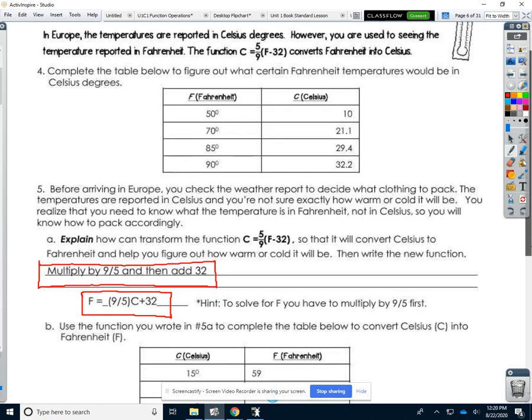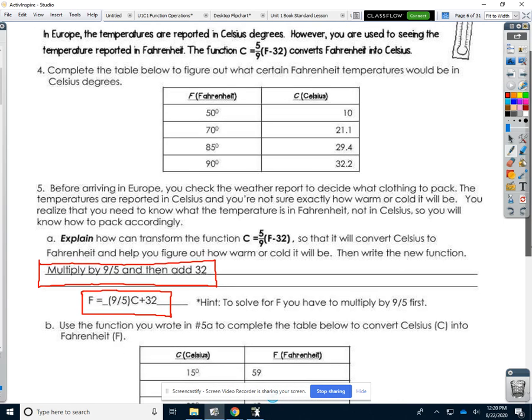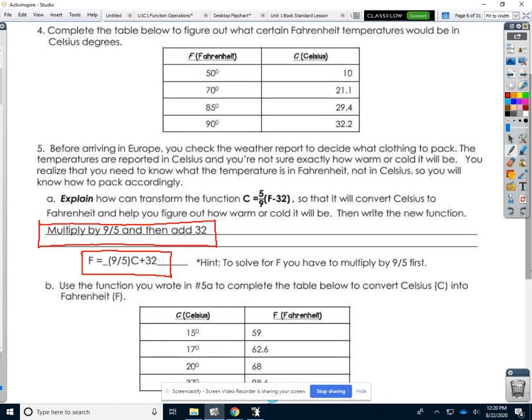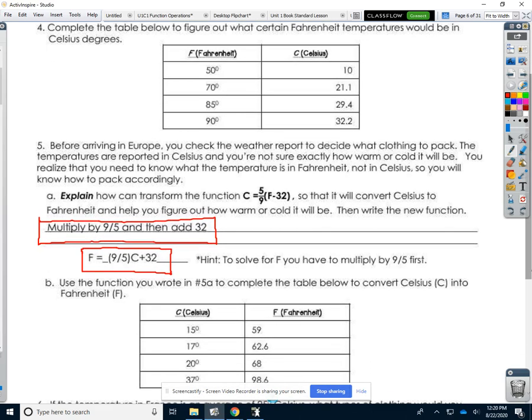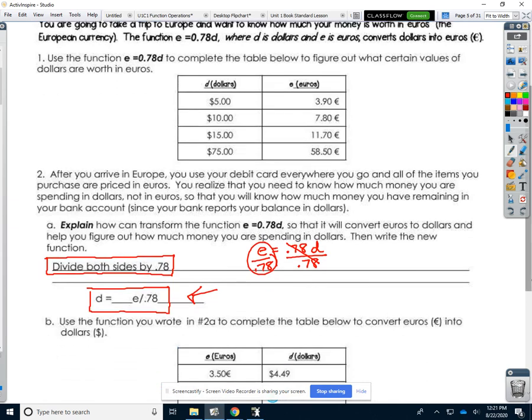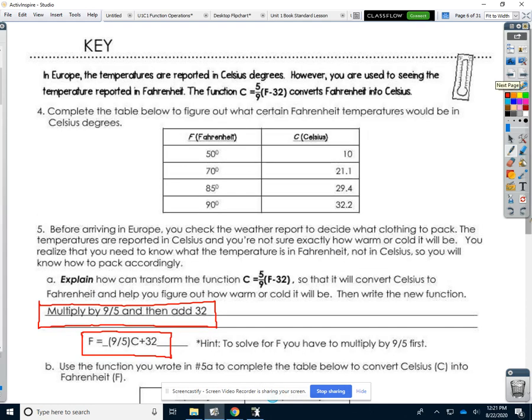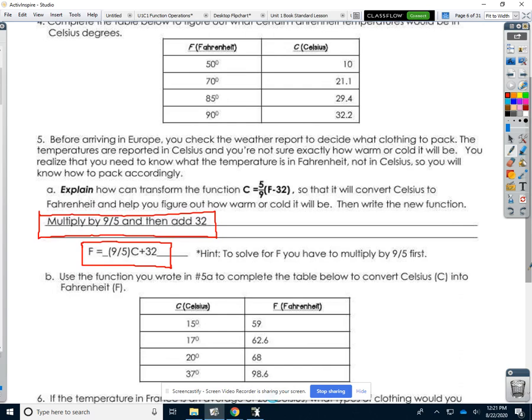For this equation, to convert Fahrenheit and Celsius, how can we transform the function c equals 5/9 of the Fahrenheit minus 32, so that it will convert Celsius to Fahrenheit? So we multiply by 9/5 and then add 32. Essentially, in the first equation that we looked at, the original equation was given to us in multiplication. That was the only operation here, and we needed to use division to write the inverse. So in this equation, we have parentheses. Outside of the parentheses, we have multiplication, and inside the parentheses, we have subtraction.